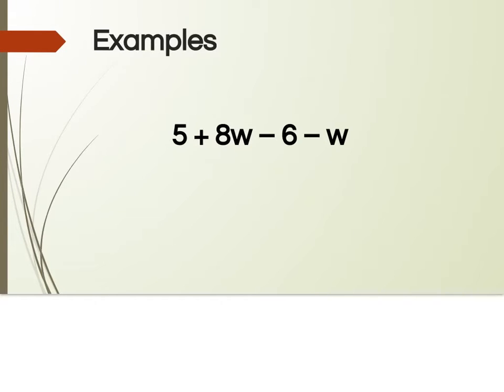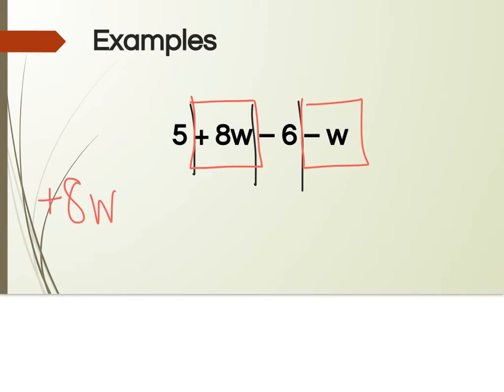5 plus 8w minus 6 minus w. Separate your terms. You have a +5, a +8w, a -6, and a -w. You can combine the +8w and the -w because they are like terms. And you can combine the 5 and the -6, which are constants and are also like terms.